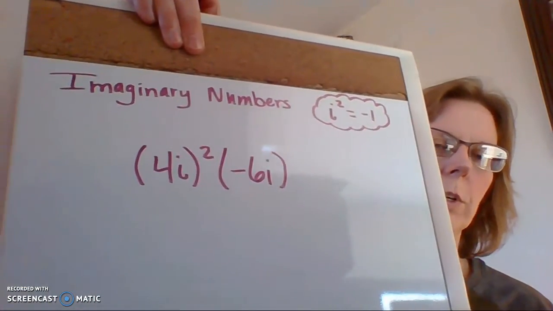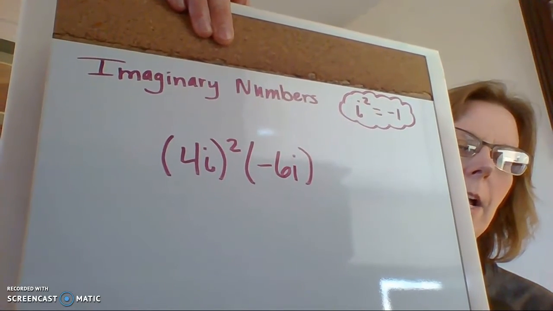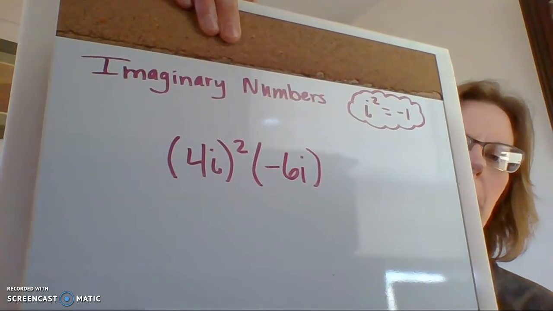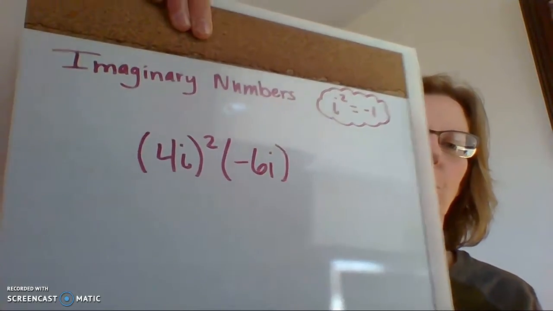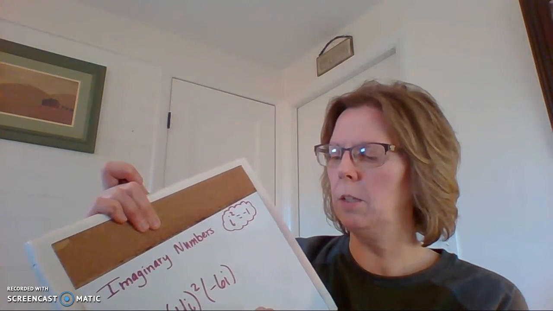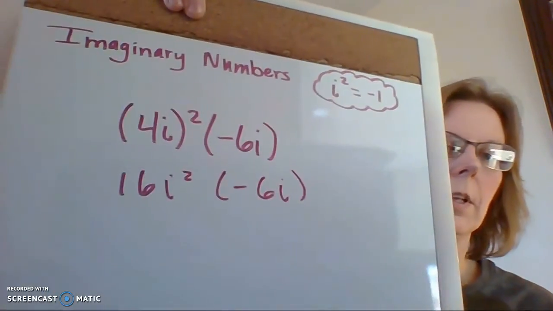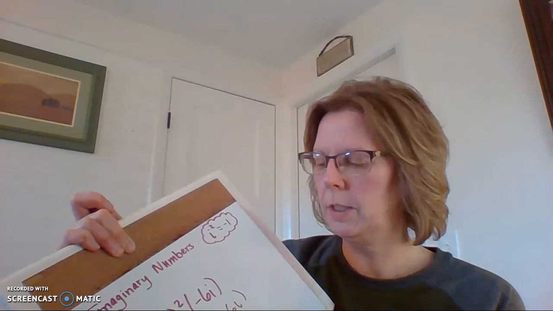Okay, here's one more for this section. I have 4i, that whole group squared, times -6i. I like to go ahead and take care of the (4i) squared first. So 4 times 4 is 16. i times i is i squared, and I have that times -6i. i squared again is -1. So this is 16 times -1 times -6i.